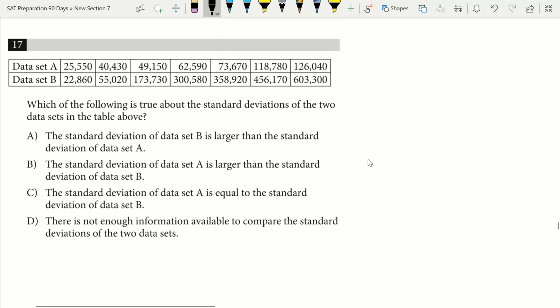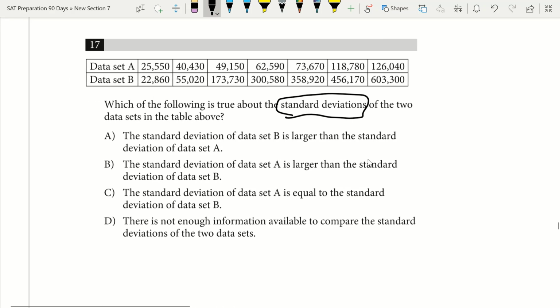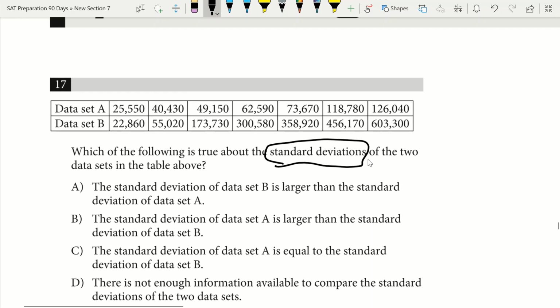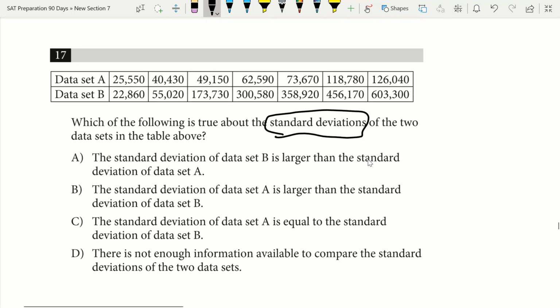All right, question 17. Which of the following is true about the standard deviations of the two data sets above? So, understanding standard deviation: there's not a ton of questions on standard deviation on the SAT, but it does show up. So it's important to know, not the equation, but just how it works generally. We don't have to know the equation though.